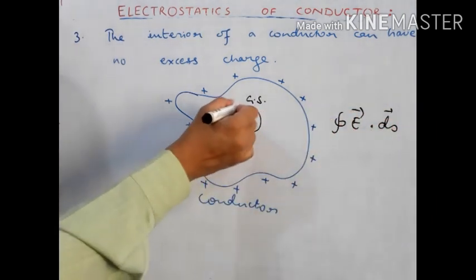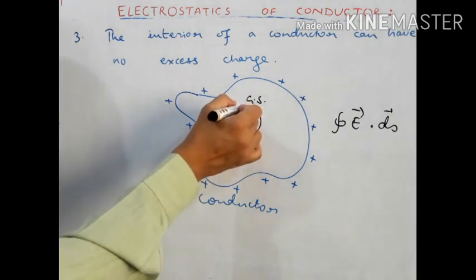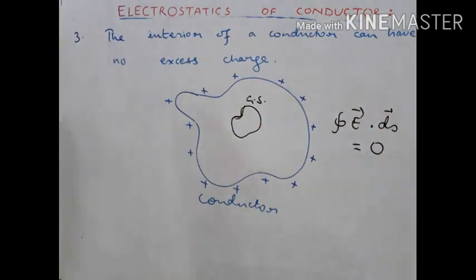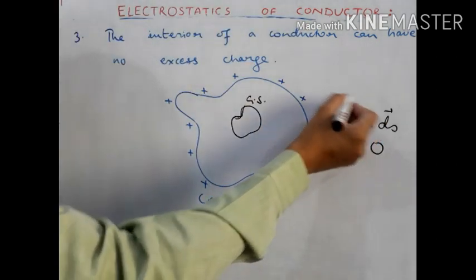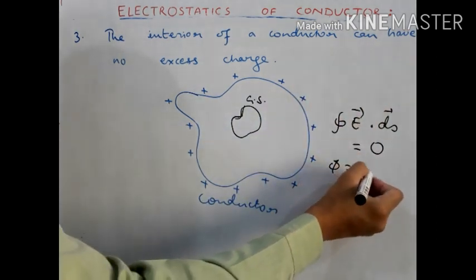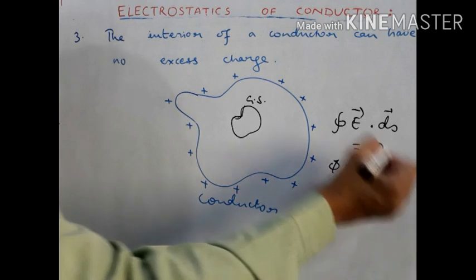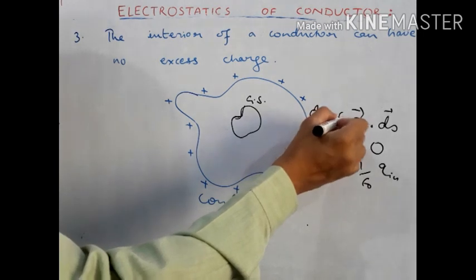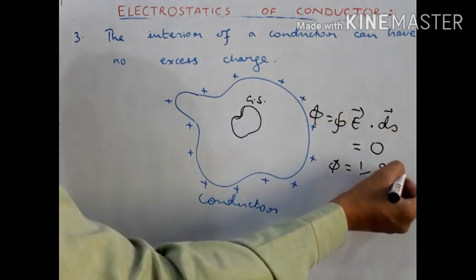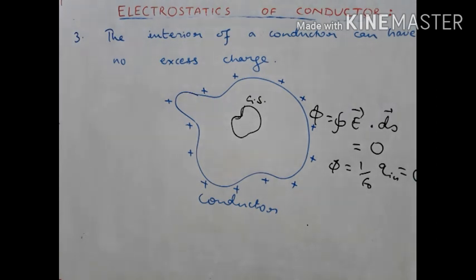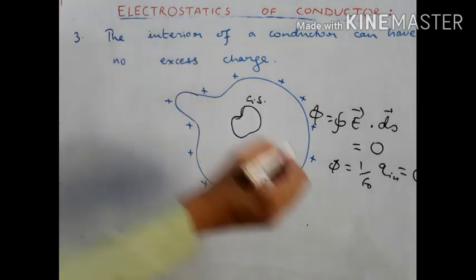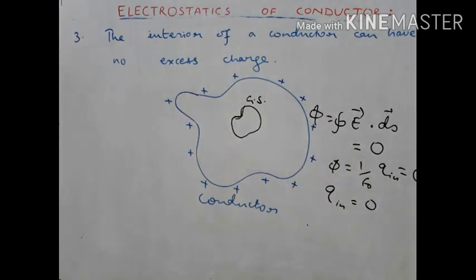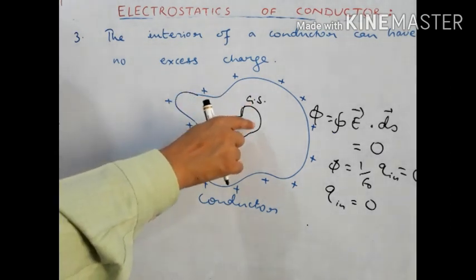Now since E is equal to 0 inside the conductor, the total flux through this Gaussian surface, which lies completely inside the conductor, must be equal to how much? 0. But Gauss law says this total flux must be equal to how much? 1 by epsilon naught times Q in. Therefore 1 by epsilon naught times Q in, which is our flux, that is integral E dot dS, must be equal to how much? 0. And that gives you the value of Q in to be how much? 0. So our Q in also becomes 0.